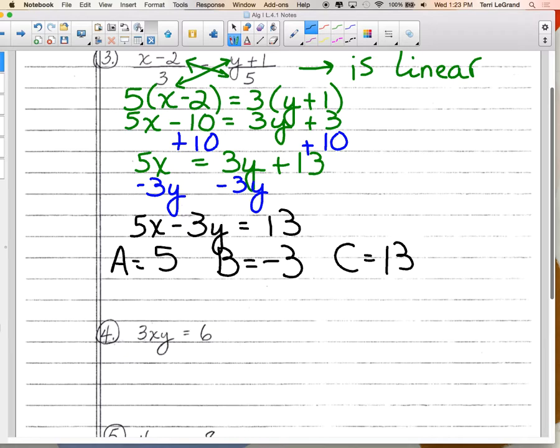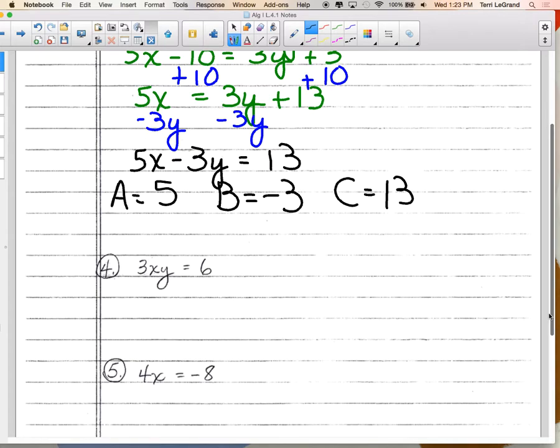So I just want to see this much work when you're doing these in your homework. Don't just claim it is linear, standard form, somehow you just magically have this new name for the equation and your A, B, and C.